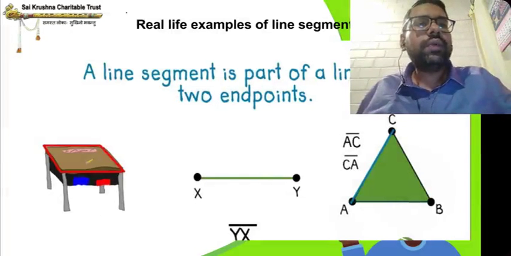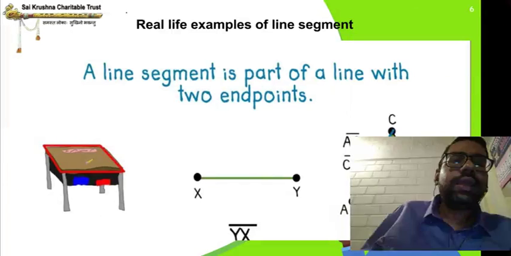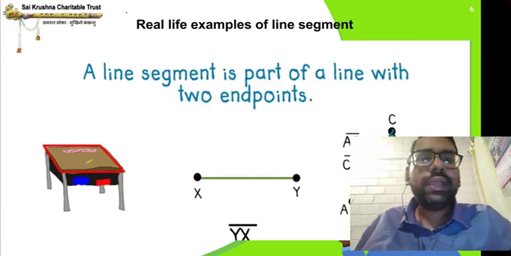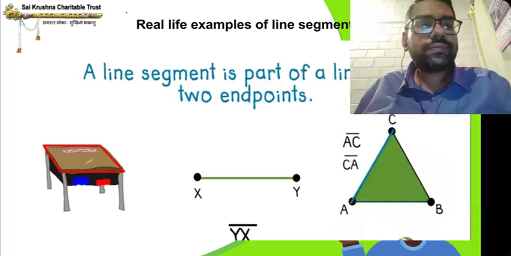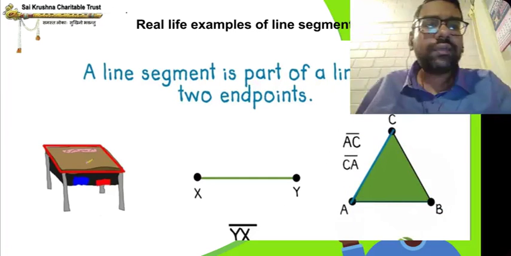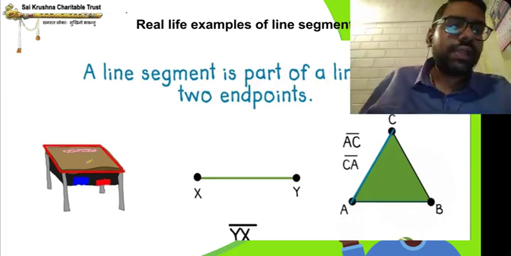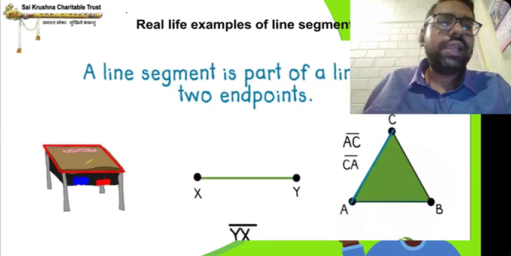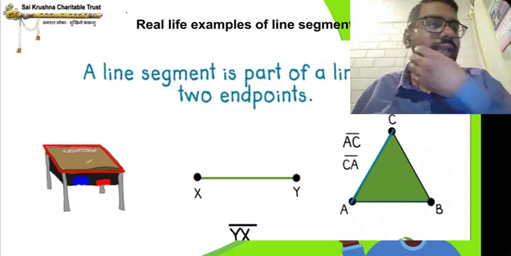What are the real life examples of a line segment? A table. Suppose on the top of the table you name the corners ABCD. AB has a finite length, BC has a finite length, CD has a finite length. Like that, there is a line segment here, XY. X is the starting point, Y is the ending point. Then in a triangle, AC is a line segment. A is the starting point, C is the ending point. CB is a line segment. C is the starting point, B is the ending point. CA is a line segment. C is the starting point, A is the ending point.